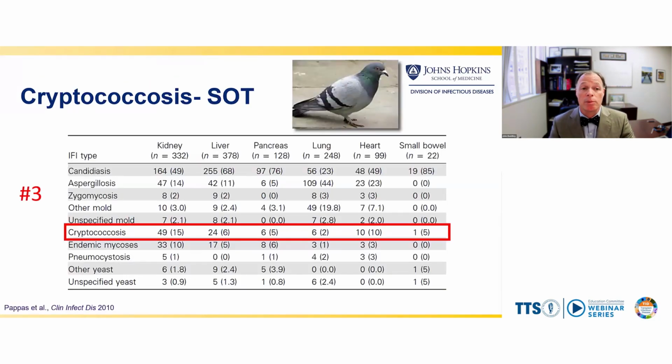So clearly this transplant patient has cryptococcosis, and cryptococcosis is an uncommon infection in general, but really it's the third most common fungal infection among patients who receive a solid organ transplant, as this table indicates. And perhaps it's a little more common among kidney patients than other different organ types.